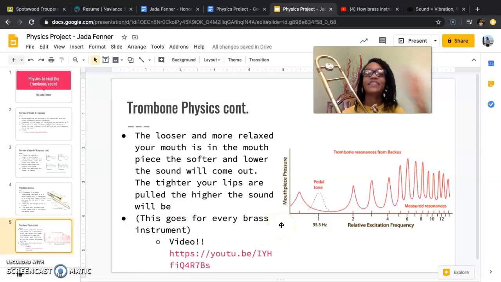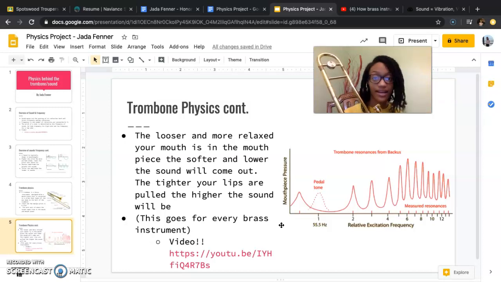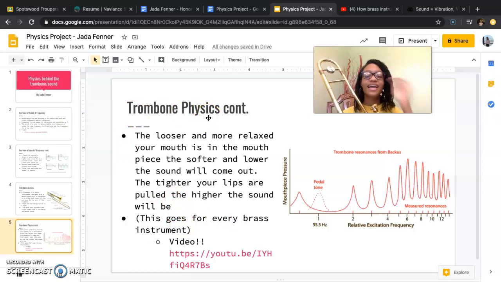As you can see, they were totally different notes, but I never really changed how my mouth was positioned. I just changed the slide, and that's what changes the pitch and the note of the instrument. I had a really fun time teaching this to you guys.